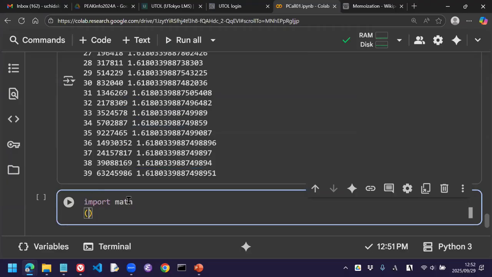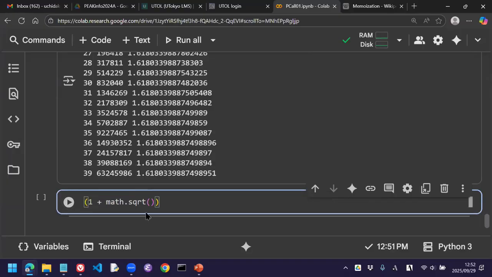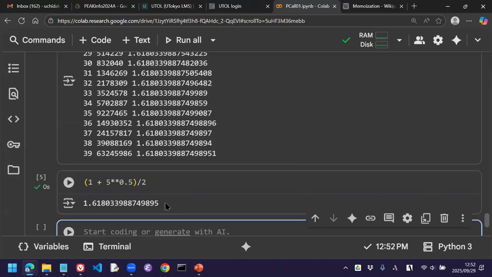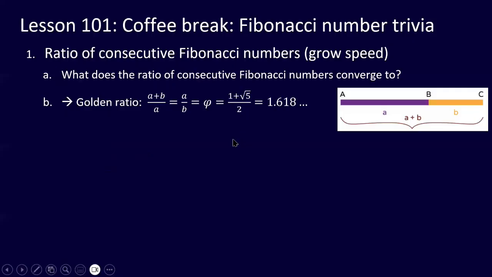So let's calculate that it is exactly this number. What we want is, as I wrote, 1 plus the square root. We don't need the math module here. Did you know that we can calculate the square root of 5 by 5 raised to the power of 0.5, all divided by 2? Okay, let's calculate this. This gives 1.61803, so exactly this number. So as you know, this number goes to the golden ratio.